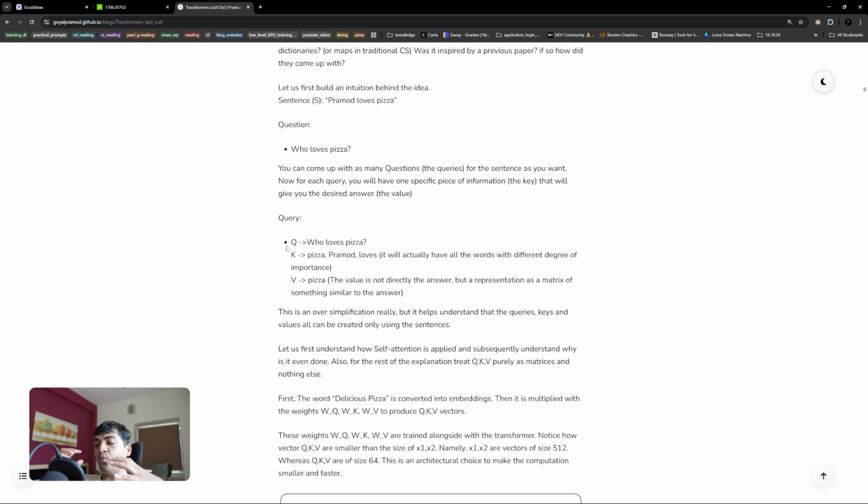Okay, so one of the biggest mysteries that I had was that when you calculate the QKV, you begin with the embedding vectors or embedding matrices and calculate QKVs using them. So how can I relate information out of a sentence that I already have, right?